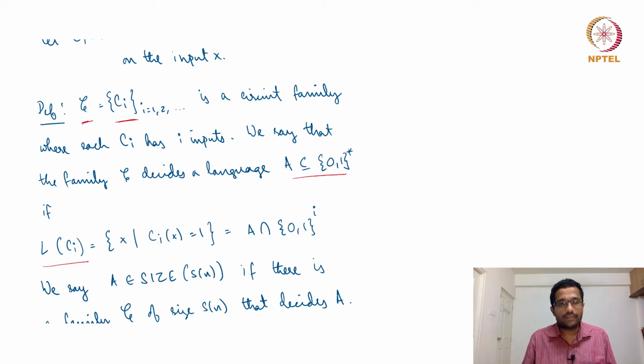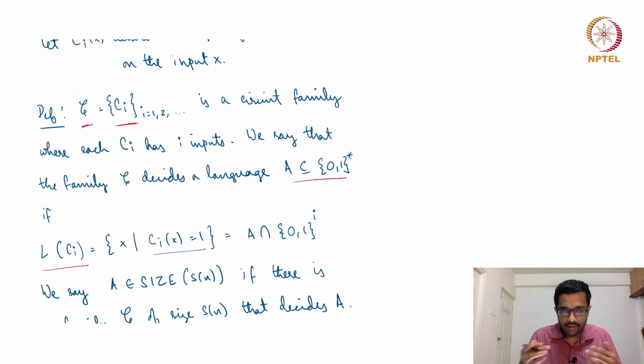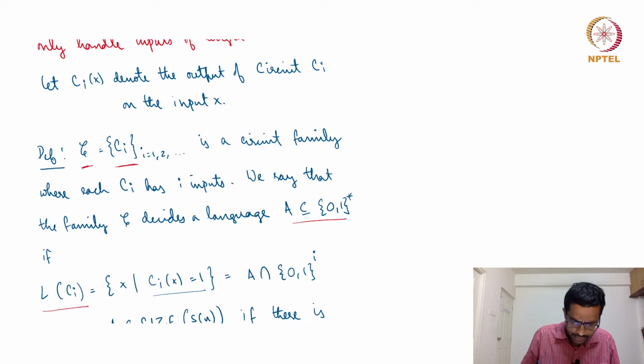Those i-bit strings for which Ci evaluates to 1. So given any i-bit input, there are some inputs which evaluate to 1, some which evaluate to 0. The language corresponding to Ci denotes those strings for which Ci evaluates to 1, where Ci(x) is just the evaluation of Ci on the input x.